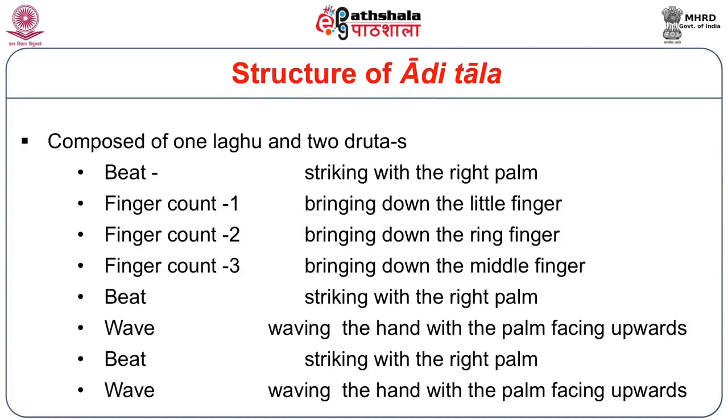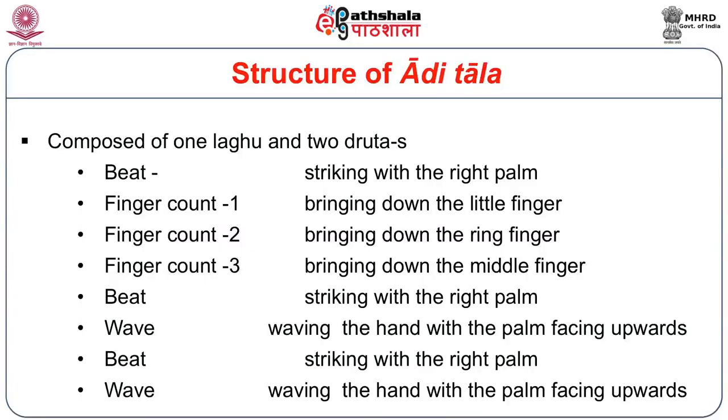We will look at one tala which is very commonly used in Karnataka music, called the Adi tala. Adi tala is composed of one laghu and two dritas. As I told you, laghu is a beat and a finger count. So the laghu is a measure of four matras, or four units, which is recognized by a beat, finger count number one, finger count number two, finger count number three. Then it is followed by two dritas. A drita is a beat and then a wave, and again a beat and then a wave.